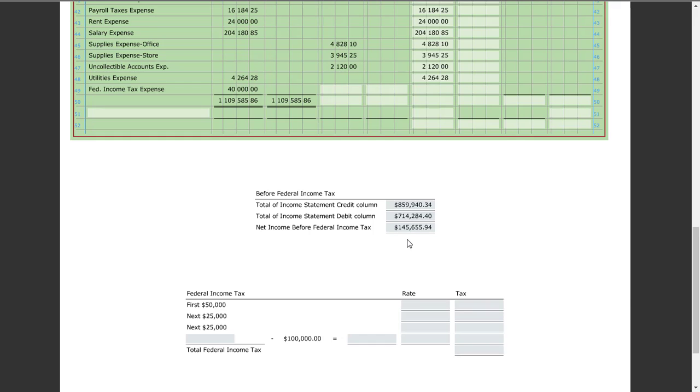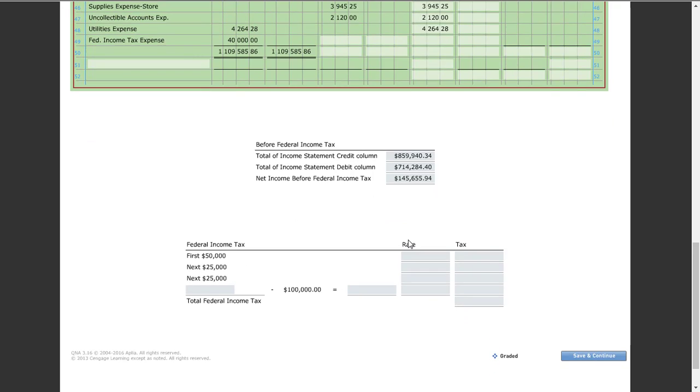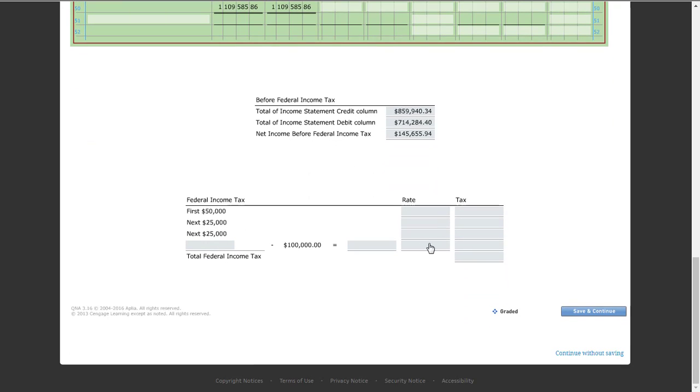$145,655.94. Agree? Okay. Now, we have to calculate our federal tax, and this is the part that throws students off. Okay? So, when we calculate our federal tax, it's on a sliding scale. Basically, when we take a look at our first $50,000, so if our business made $50,000, it's going to be taxed at 15%. If they made $75,000, the first 50 is taxed at 15, the next is taxed at 25.